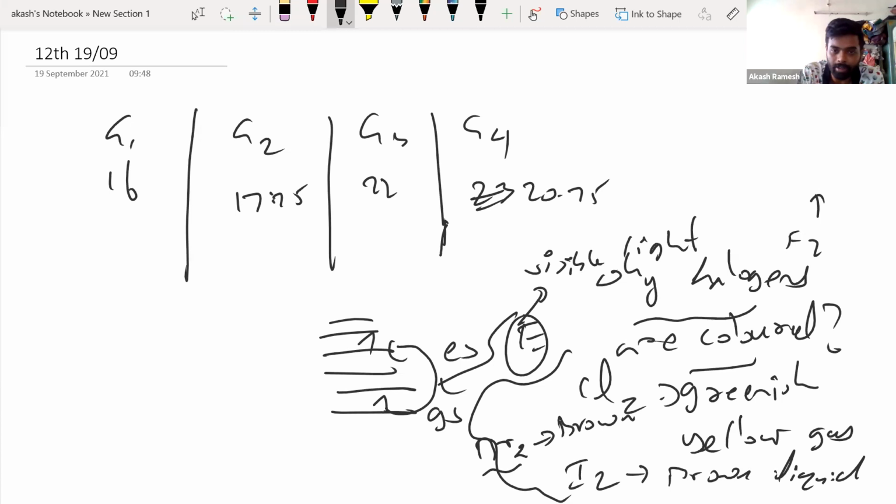I'm just telling you how any compound can have color. It absorbs energy, the electron goes to a higher energy level, and it will come back. It will not stay there for a longer time because it's unstable. When it comes back, it releases some energy. Say this is E1, this is E2. What is absorbed will not be released identically.